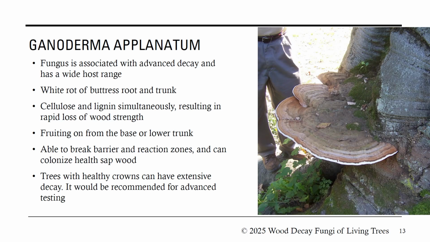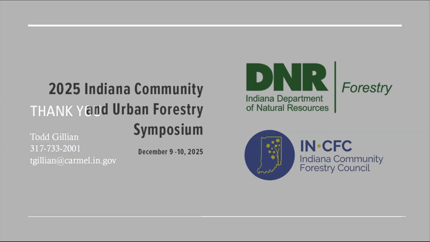This has an ability to break barrier and reaction zones and can colonize healthy sapwood. Trees with healthy crowns can have extensive decay. If you see this, we probably want to do some advanced testing, probably some tomography, to see how bad this really is. And I kept it a little bit short. It's kind of a little bit of sciencey stuff, but are there any questions?